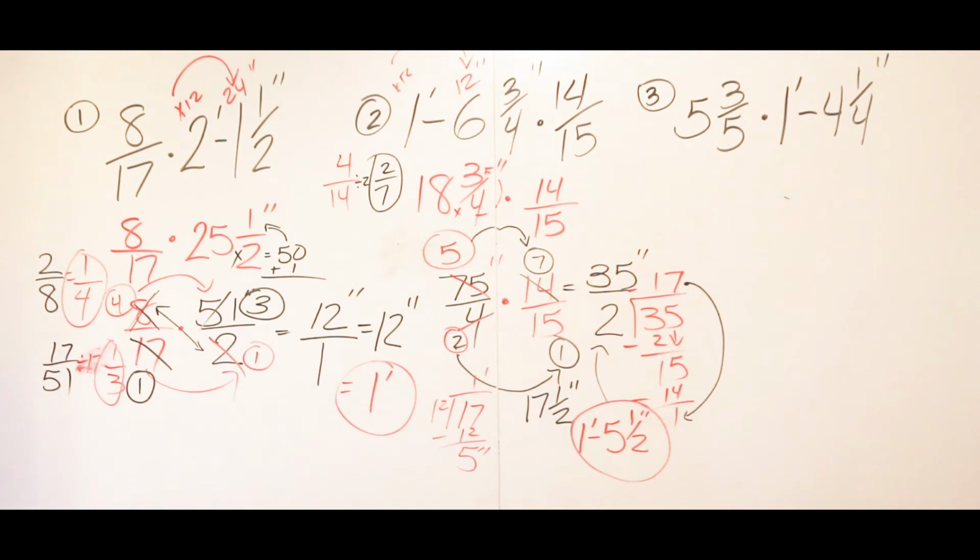All right. If you don't have it, you'll get it. Let's look at number 3. We got 5 3/5. Now we have a mixed number going against a unit of measure of feet and inches. So what do we need to do with this mixed number? Mixed numbers can't stand as mixed numbers.